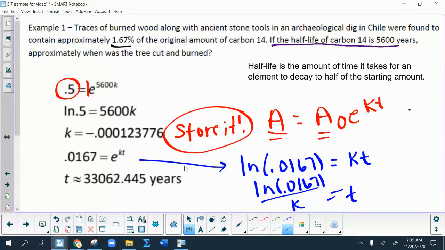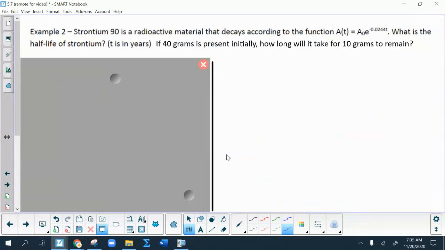Okay, next one. So this problem is pretty similar. It's like two parts. You have to first find the half-life, and then you have to find how long it takes to get down to 10 grams. Strontium-90 is a radioactive material that decays according to this function. So it actually gave you the decay rate right here. What is the half-life of strontium?